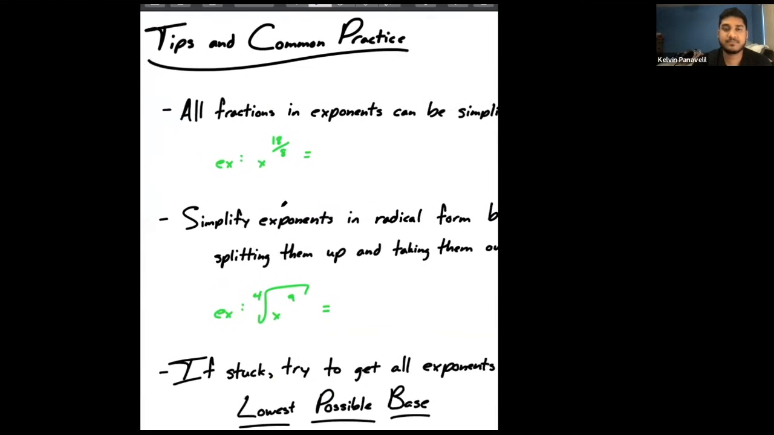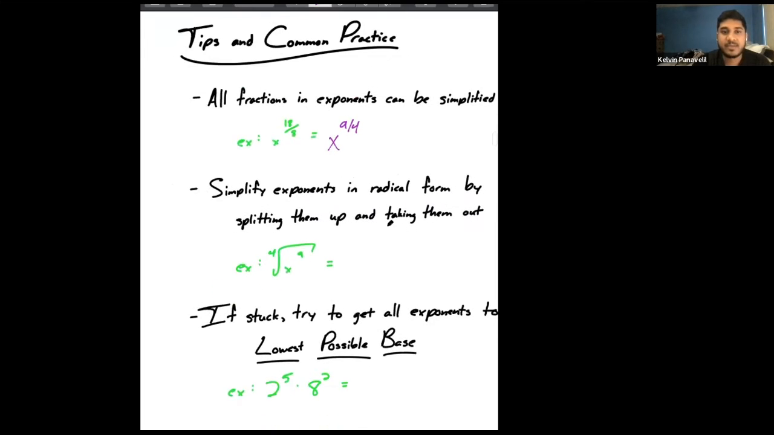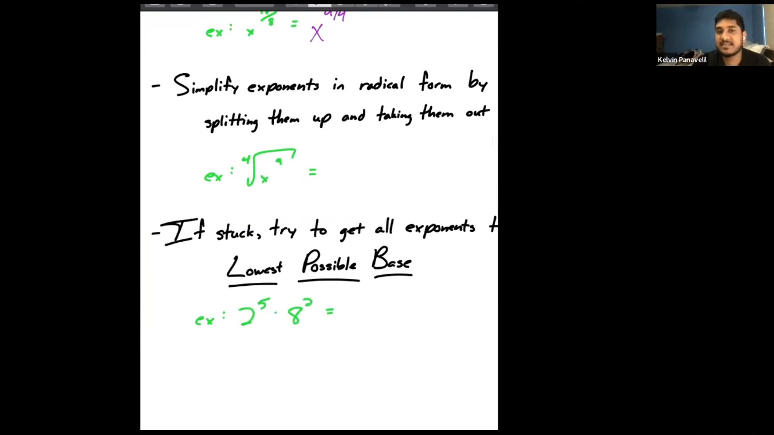We also talked about how you can simplify fractions. So x to the 18 over 8, you could divide those by 2, which would be 9 over 4. When you're simplifying exponents, you can rewrite x to the 9 over 4. Remember, it's power over root, so this is going to be what? X to the 9 over 4.